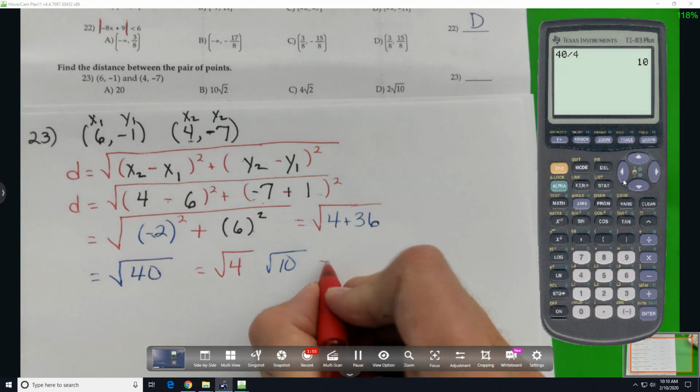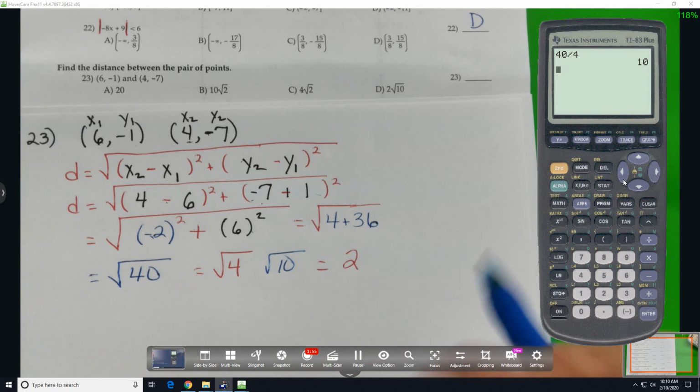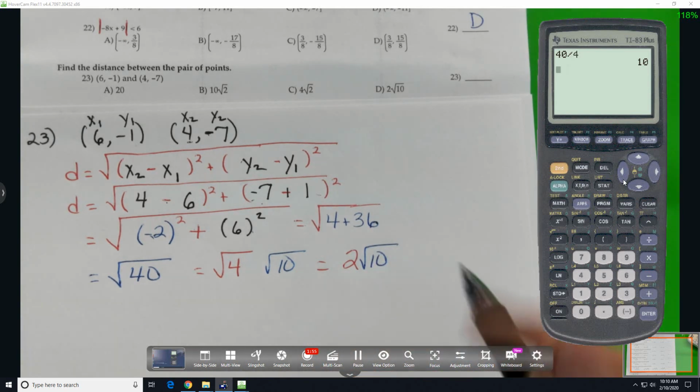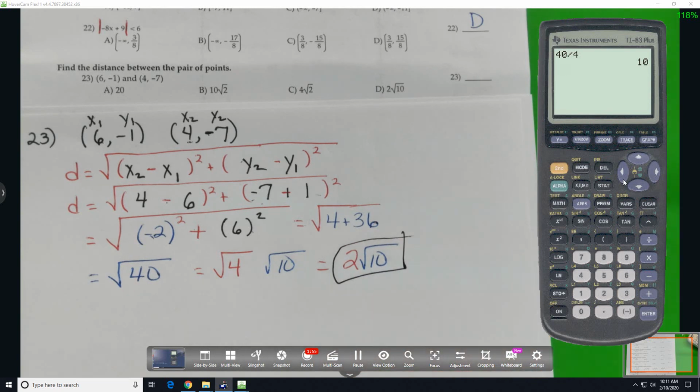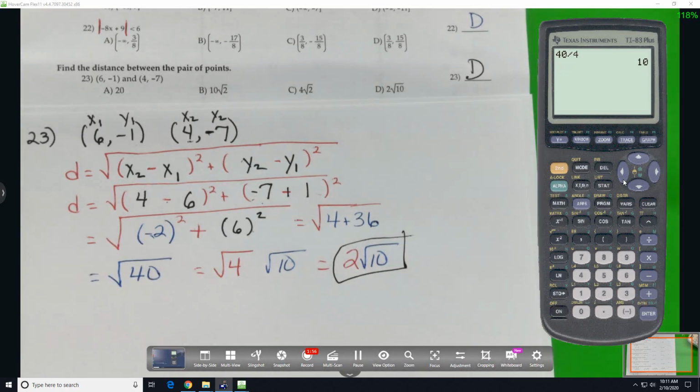And we get the square root of 4, which is 2. Square root of 10. 2 square root of 10. Okay. Which is, what should I say? A, B, C, or D? D? Okay.